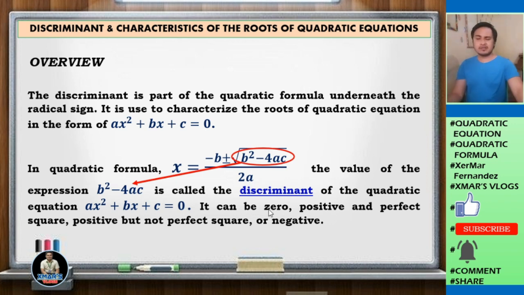Here, we are talking about a 0 discriminant, so meaning to say, d is equal to 0. And here, we're talking about positive numbers, so the discriminant is greater than 0. And for a negative discriminant, this is d is less than 0.